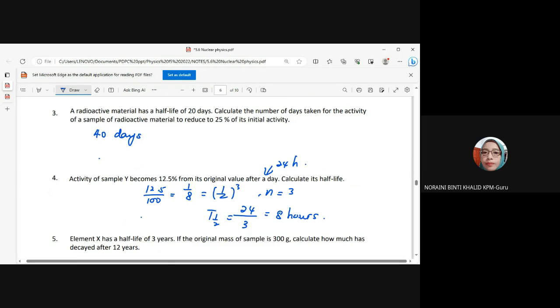Okay, sama je. You all boleh guna teknik ni. Reduce lah sampai 12.5. Jadi dia akan lalu 3 half-life. 3 half-life ialah 24. So half-life 8 hours. Okay.